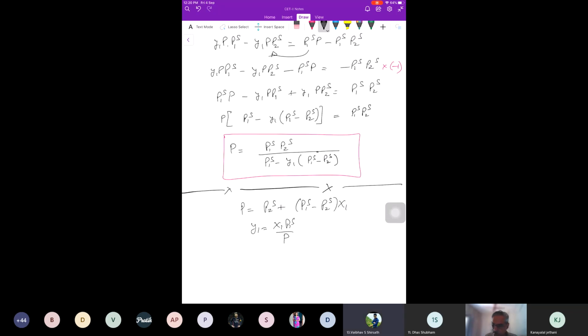Sir, P1S is 111.531 and P2S is 52.8892. और प्रेशर कितना आया? 66.975. Pressure equal to 66.9, right? So 66.9 is definitely more than 65.